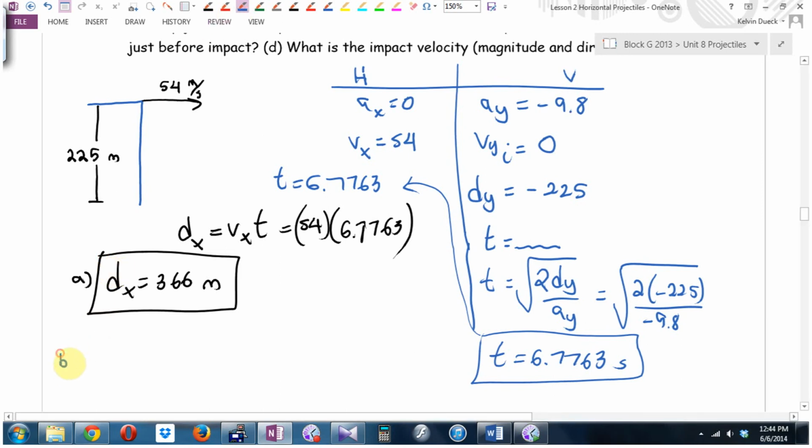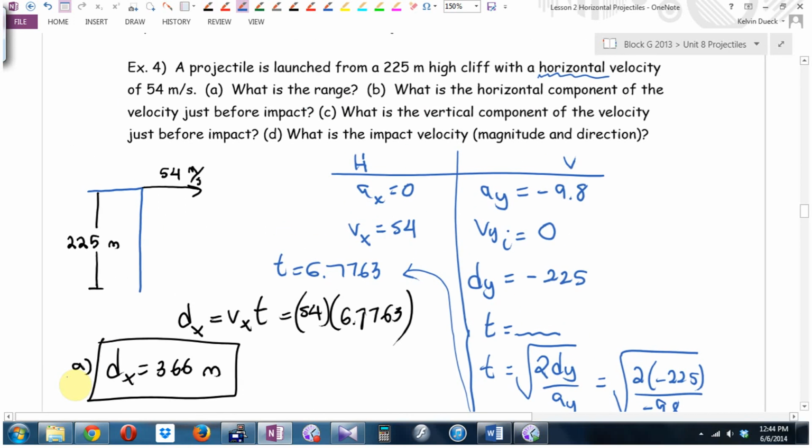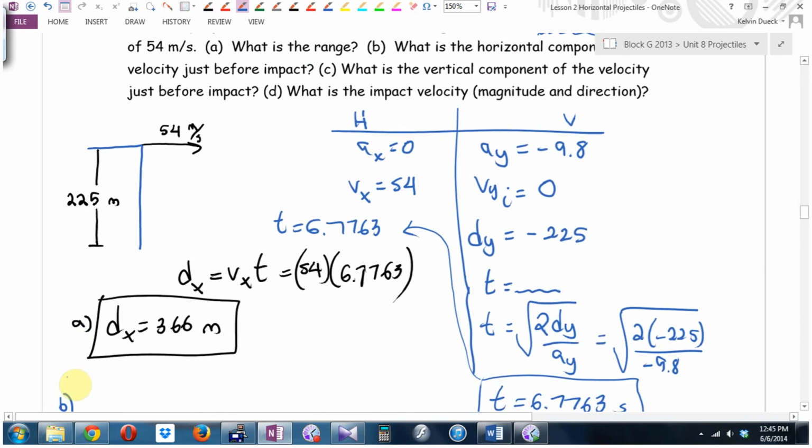What did B want me to find? The horizontal component. So now, if I go back to my picture, we're talking about right there, just before impact. I guess it's coming in at an angle. I can use my imagination, coming in at a slightly downwards angle. Did I say angle? It must have components. What's the horizontal component of the velocity just before impact? It's a trick question.